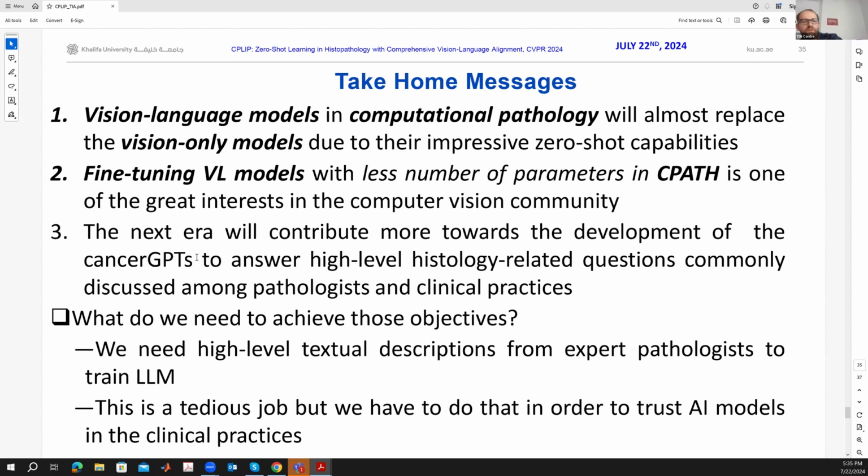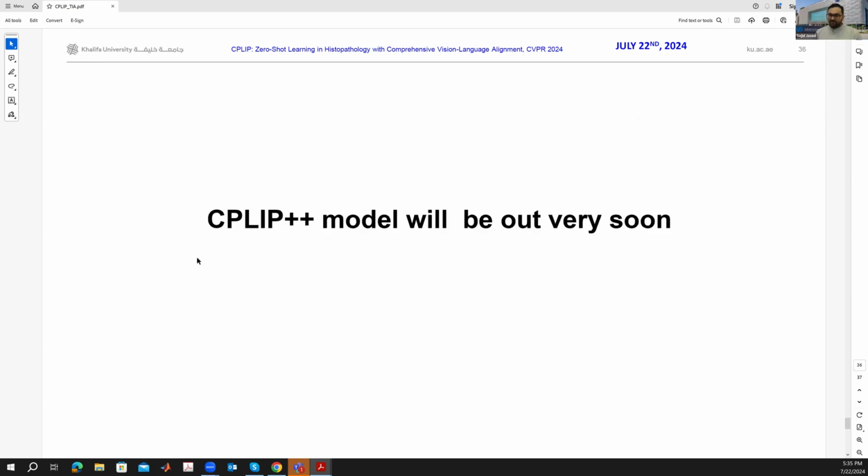Thanks, Sajid. We've also got a question on chat from Anihil, who said, "Hey Sajid, thanks for a great talk. Is the fine-tuning / training code available for CPLIP?" As I mentioned, our CPLIP++ model will be out soon, and we have released the pre-trained models of our CPLIP model. We are still in the process of releasing our training source code, together with the CPLIP++ model very soon. Brilliant, thank you.